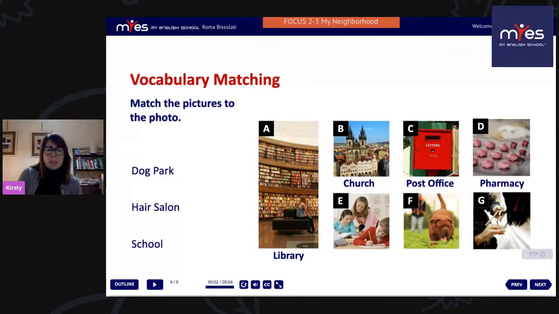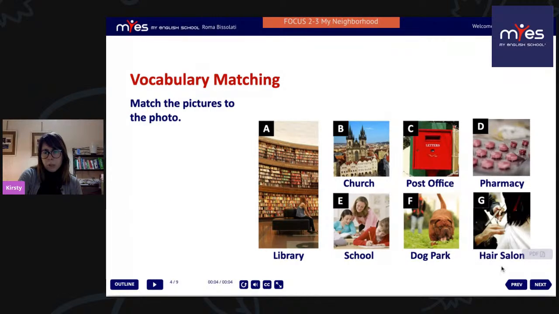E. I wonder where E could be. The words we've got left are dog park, hair salon, and school. It's not a dog park because we've got two children and a woman who looks like a teacher. So I think it must be a school. And then there's a dog park. That makes sense. The dog looks very happy to be in the park. And finally, we've got hair salon because someone is cutting the lady's hair.